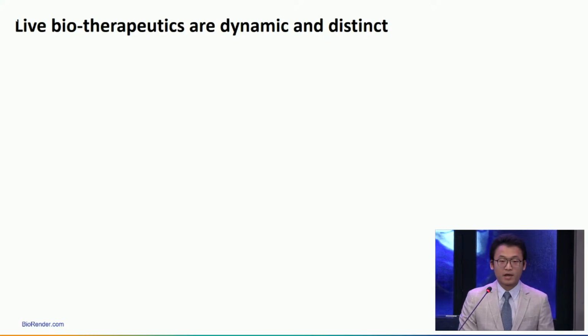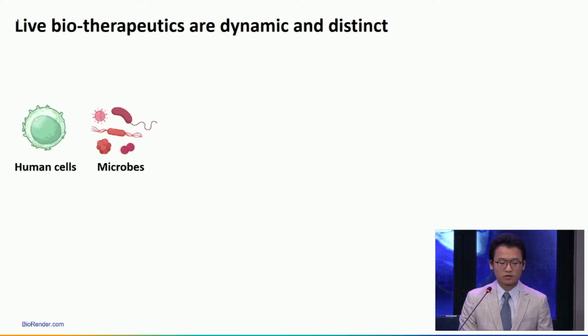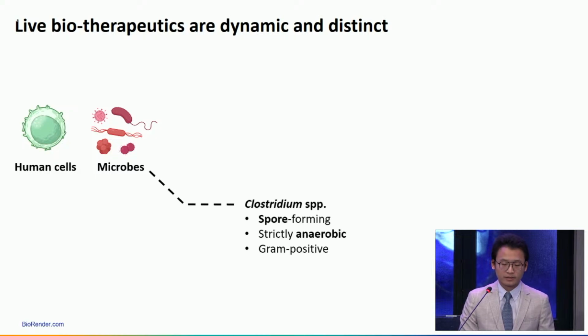Let's begin by exploring the background behind this research. Firstly, live biotherapeutics are dynamic and distinct from traditional drugs, employing human cells and microbes for disease treatment. Among microbes, Clostridium is a genus of spore-forming, strictly anaerobic, and gram-positive bacteria. They not only play an important role in various industrial production of biochemicals and biofuels, but also themselves inhabit the intestinal tracts of animals, including humans, and play a crucial role in host health.